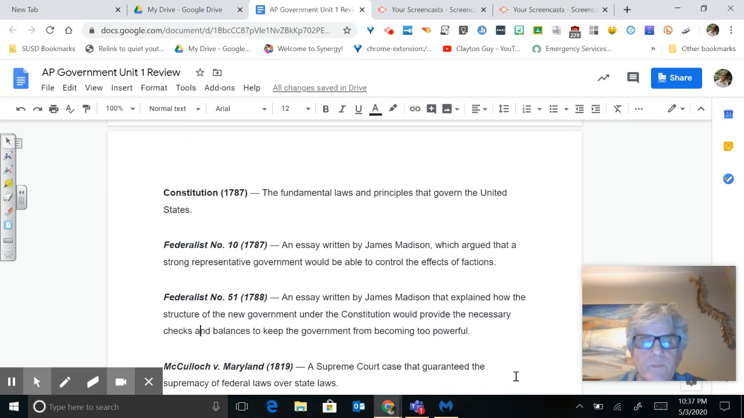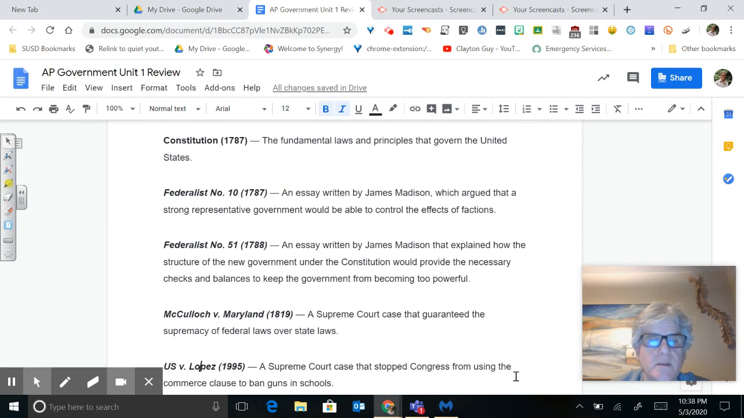Federalist 51, it's an essay written by James Madison that explained how the structure of the new government and the Constitution would provide checks and balances to keep the government from being too powerful. It advocated for separation of powers and checks and balances. And the very famous quote is, if men were angels, no form of government would be necessary, but because men are not angels, we need the republican form of government with checks and balances to actually make sure that they didn't get tyrannical.